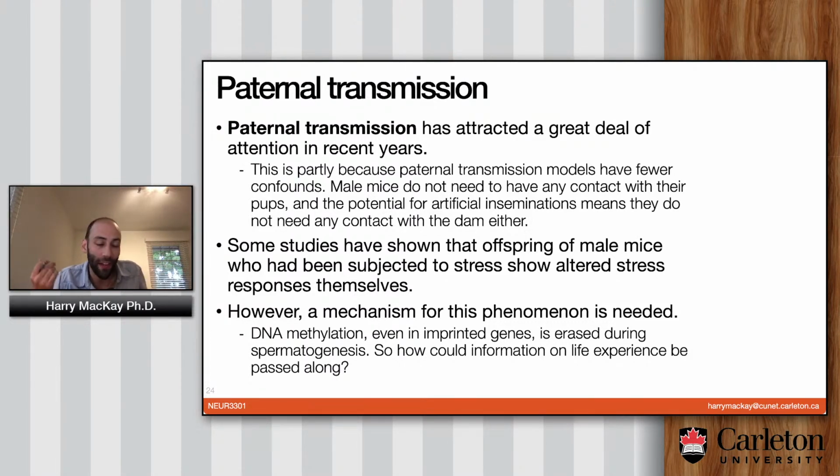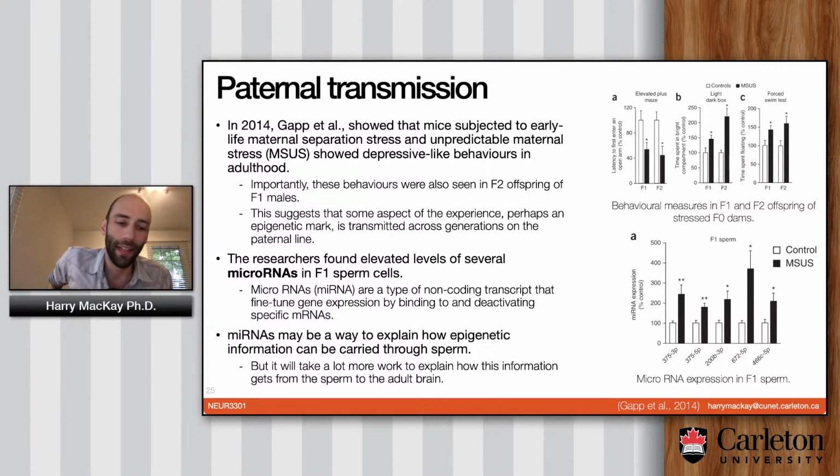So methylation, for example, is not going to be transmitted through the sperm, because it's mostly erased during spermatogenesis. So if you're trying to imagine a mode of paternal transmission where the stress that dad experienced in life is being transmitted to the offspring, and dad's not in the picture, he's gone, you need something other than DNA methylation to carry that information. And so one suggestion has been microRNAs.